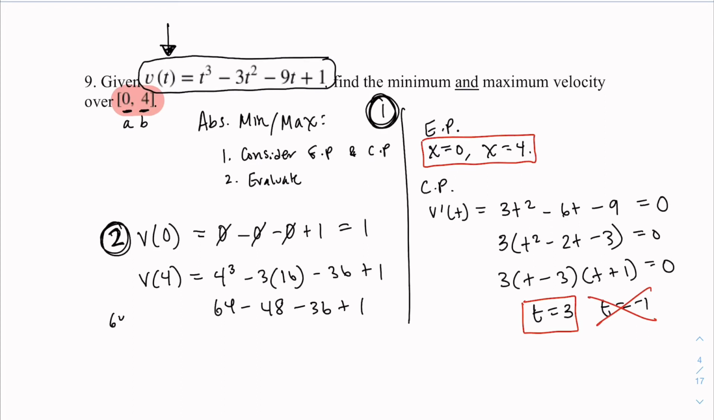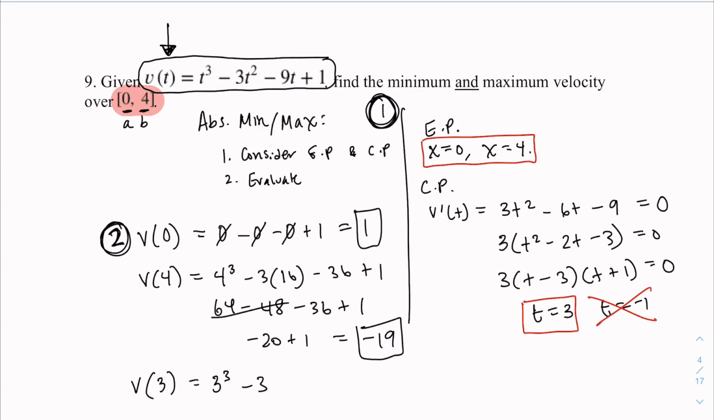Okay, so 64 minus 48. I'm borrowing. Okay, that gives me 16. Minus 36 is negative 20, plus 1 is negative 19. Cool, so I'm just going to box these so I don't lose track of them. So far, my max is v of 0, and my min is at v of 4. Then let's see what happens with the velocity at 3. So that's going to be 3 cubed minus 3 times 3 squared, which is 9, minus 9 times 3, which is 27, plus 1. So it's going to be 27 minus 27 minus 27 plus 1. These cancel, leaving me with negative 26.